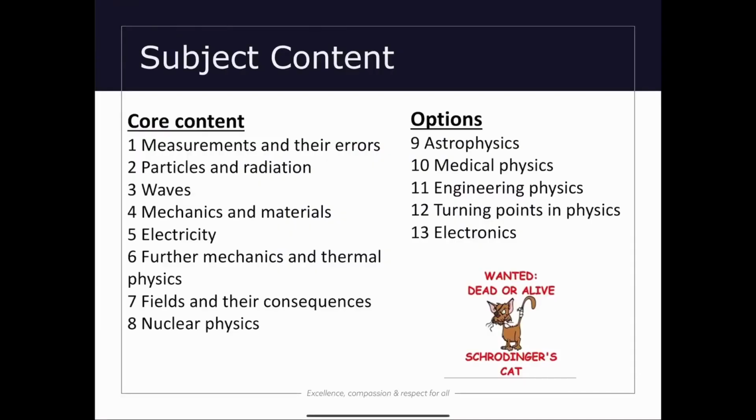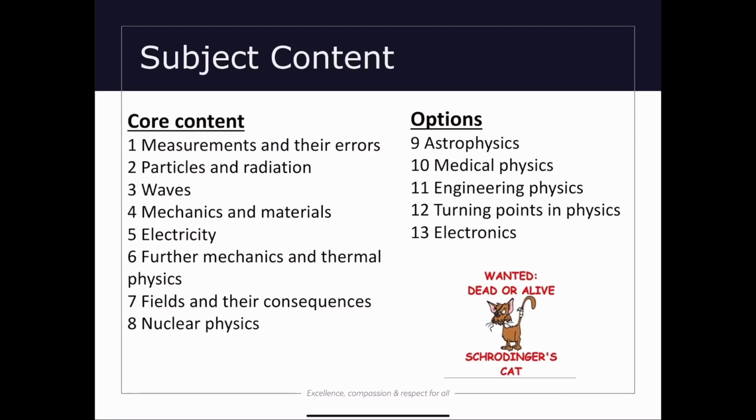So you can see here, this is how we divide our course up. We have 8 different topics that form the core content. So from measurements and errors, particles, radiation, waves, mechanics, electricity, more mechanics and thermal physics. We've got fields like gravitational fields, magnetic fields, electrical fields, etc., and nuclear physics forming part of our core content. Some of these things you'll be familiar with already from GCSE, and indeed we do continue to build on them.